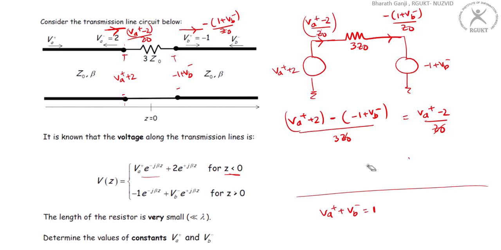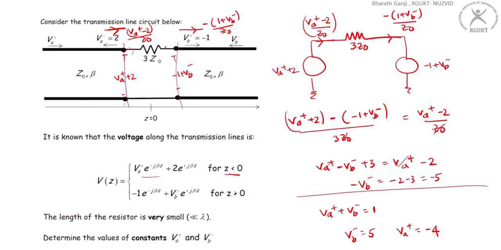And from this equation, in the numerator, I can see that there is Va plus minus Vb minus, and there is plus 3, which should be equal to Va plus minus 2. So if Va plus goes out from this equation, I get that Vb minus is minus 2 minus 3, that's minus 5. So Vb minus is 5, and that gives me Va plus as minus 4. So I have the answers for Vb minus and Va plus. This is how you do it by substituting the boundary conditions. At this boundary what is the voltage, and at this boundary what is the voltage, at this boundary what is the current, and at this boundary what is the current. Those are the things you account for in your voltage equation, and you solve for the unknown values.